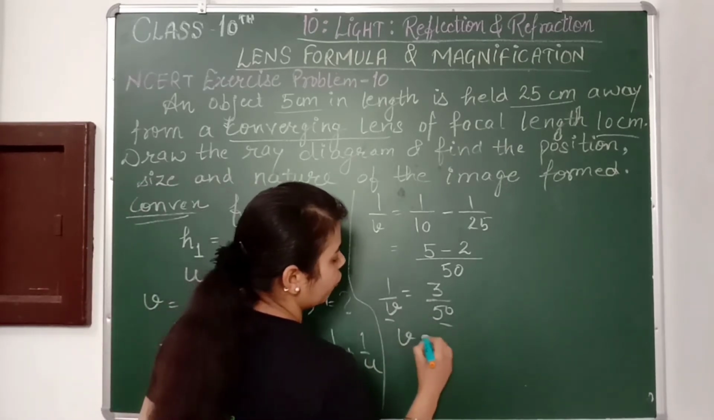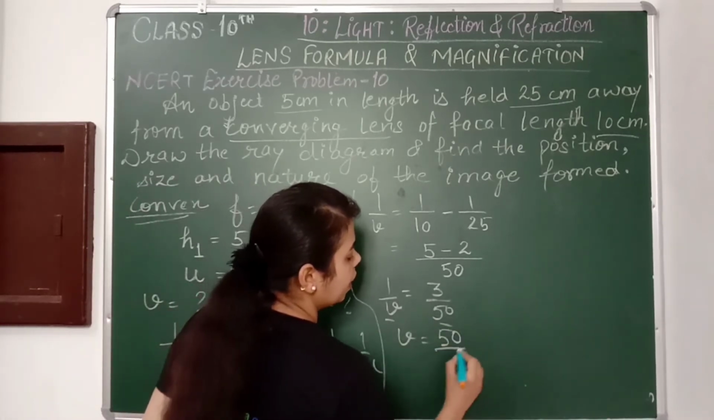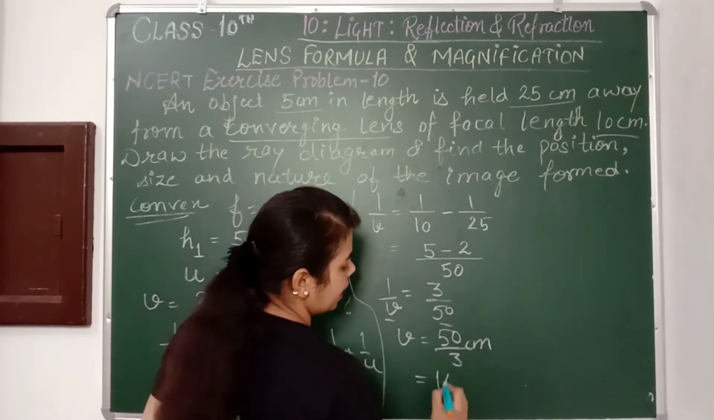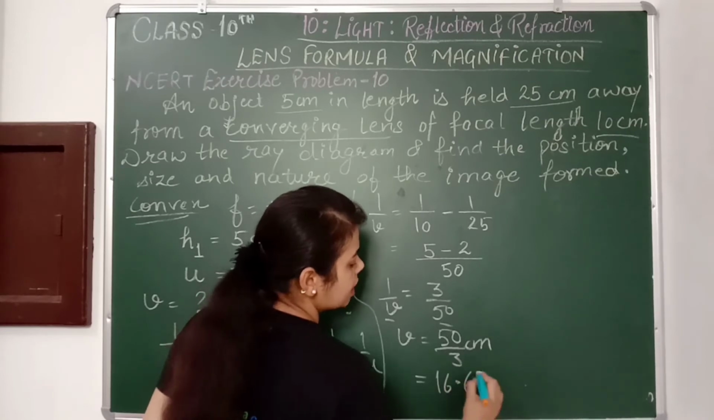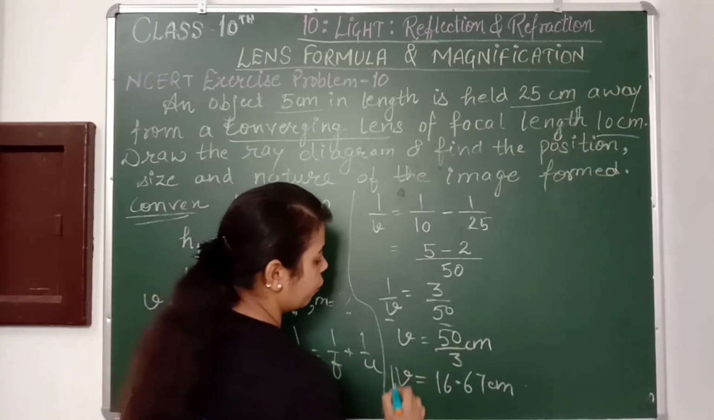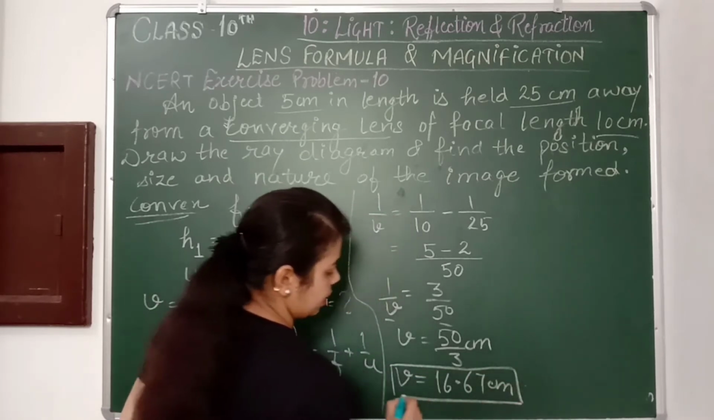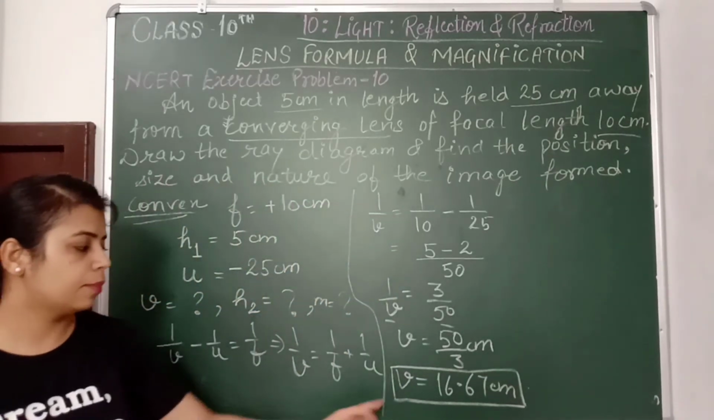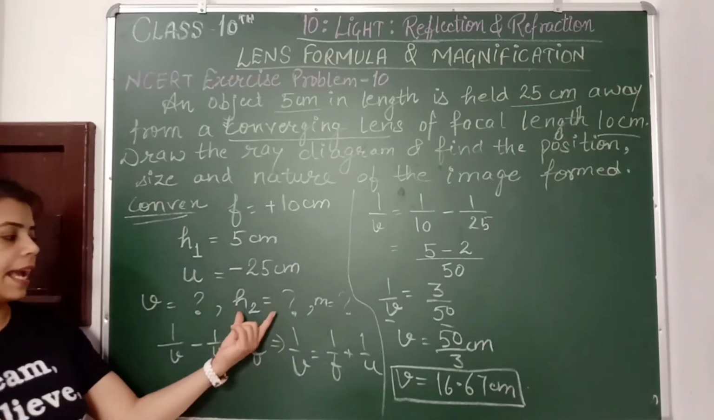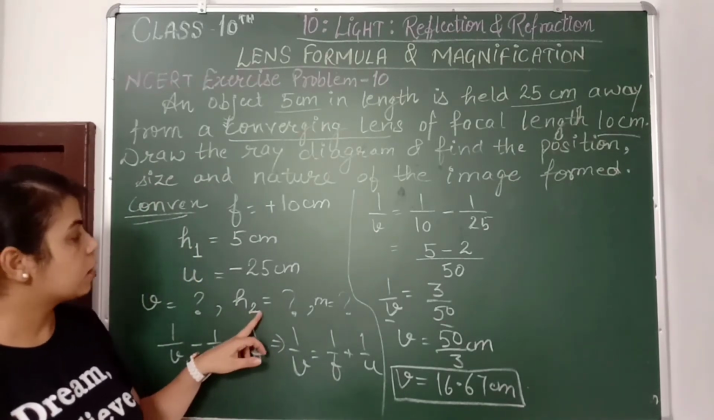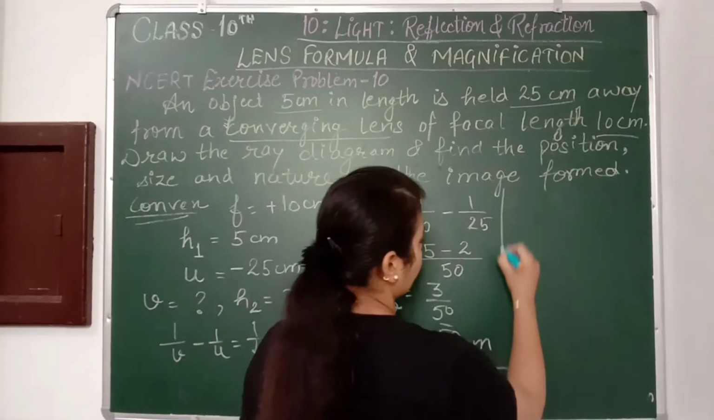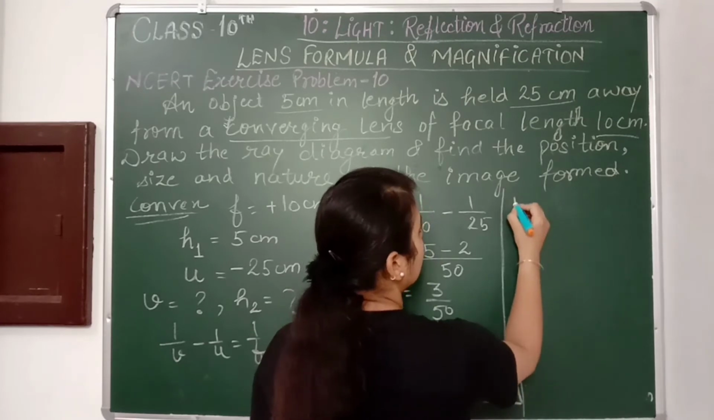It will give you v equal to 50 by 3 centimeter, or in decimals we can write it as 16.67 centimeter. So this is the value of image distance, 16.67 centimeter. Next we have to find h2, that is size of the image or height of the image. For this we have to find the magnification.